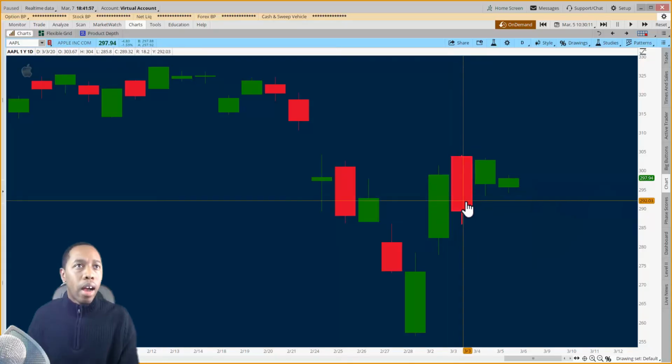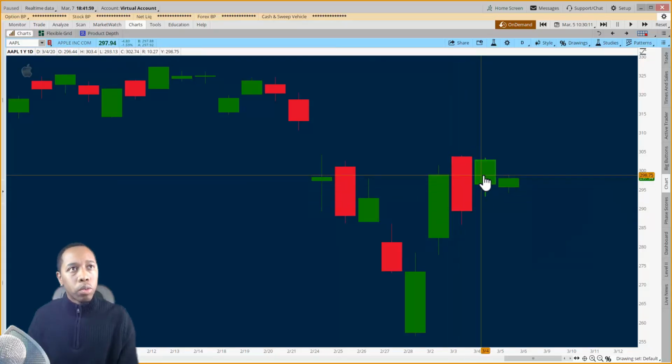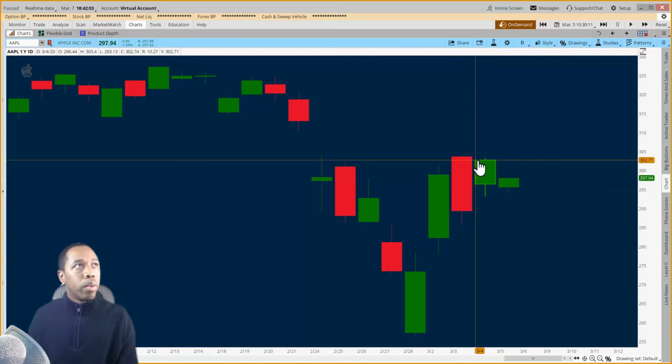If it's higher than the previous session, we progress to this one here. It opened and closed here at the top, which is higher than the bearish candlestick that we have. That's why it is green, because it's signifying bullishness. All right.